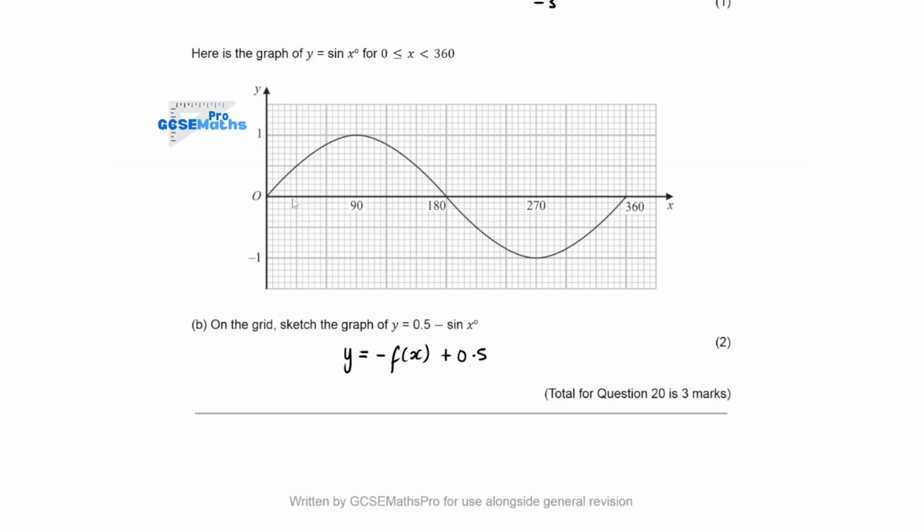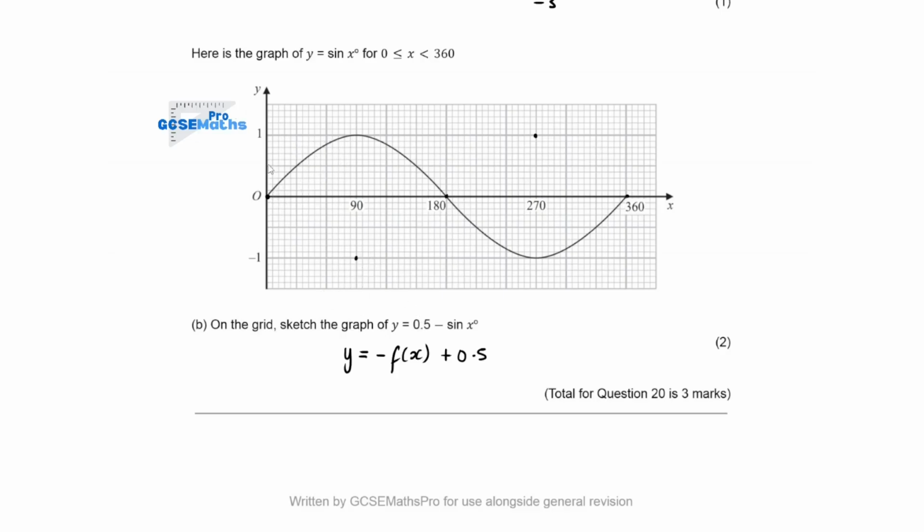So reflection in the x-axis means it's affecting the y-coordinates. So obviously 0 would stay there. This one that was at 1 goes to -1. The 180 stays where it is. 270 goes up to 1, and then 360 is where it is. So that's what I'd call my kind of interim sketch, right? My halfway point. Then all of those coordinates I then need to move up by a half.